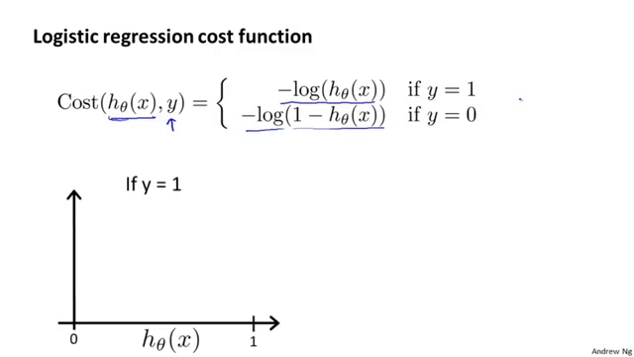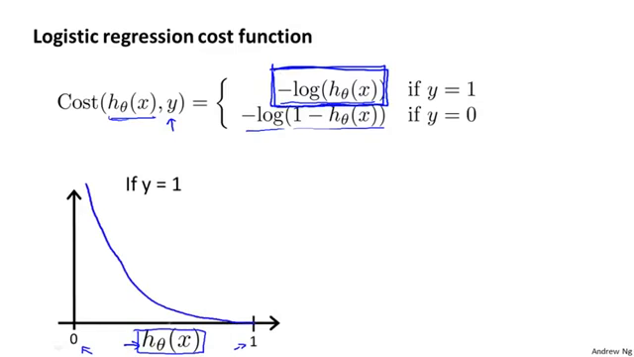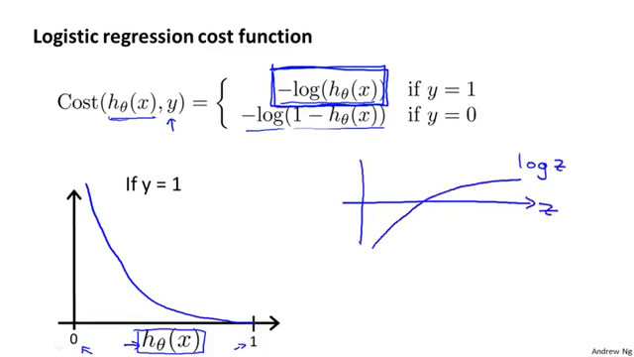Let's start off with the case of y equals 1. If y is equal to 1, then the cost function is minus log h of x. And if we plot that, so let's say that the horizontal axis is h of x, so we know that our hypothesis is going to output a value between 0 and 1. Right? So h of x varies between 0 and 1. If you plot what this cost function looks like, you find that it looks like this. One way to see why the plot looks like this is because if you were to plot log z with z on the horizontal axis, then that looks like that, and it sort of approaches minus infinity, right?